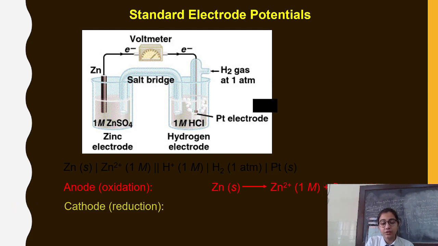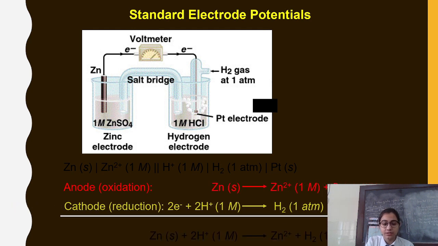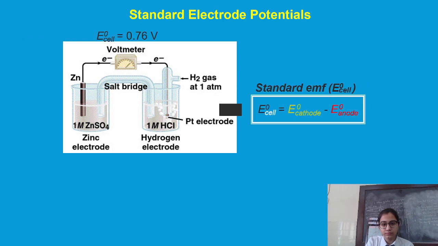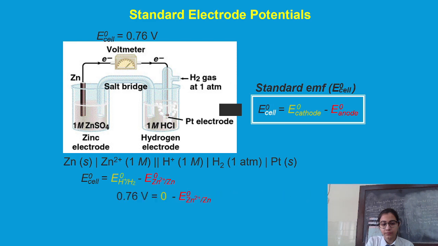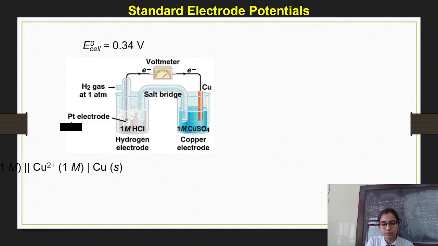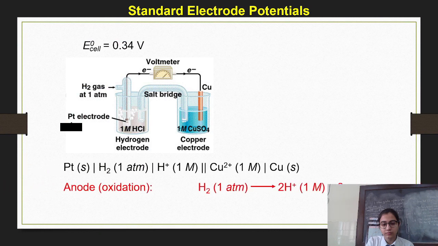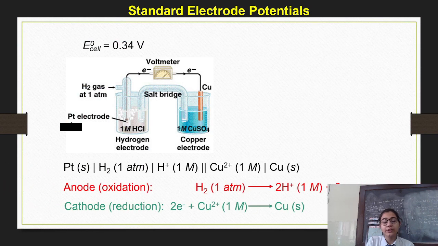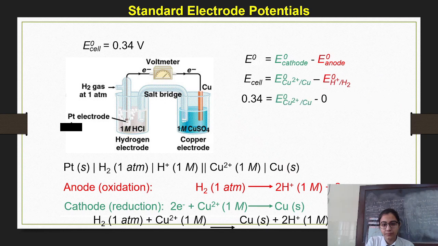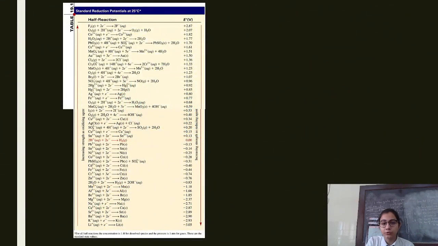These are the reactions of standard electrode potential. We can calculate the standard electrode potential as follows. E naught of copper is 0.34 volt. This is the table of standard reduction potential.